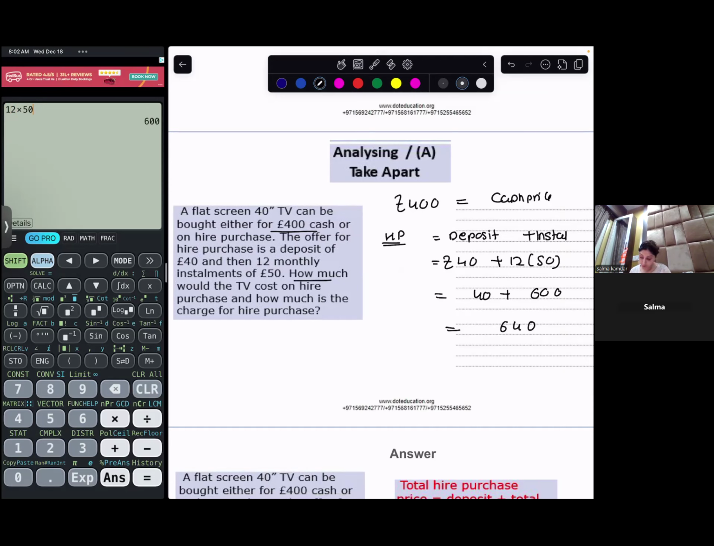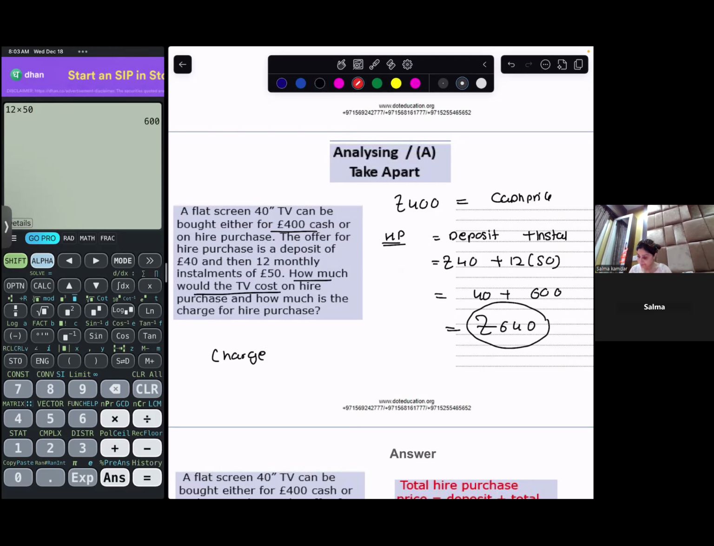How much would the TV cost on hire purchase? So my TV would cost me £640 on hire purchase. And how much is the charge for hire purchase? The charge for hire purchase is the difference between the cash price and the hire purchase price. So hire purchase price minus the cash price. 640 is the hire purchase price, 400 is the cash price. So the charge for hire purchase is £240.